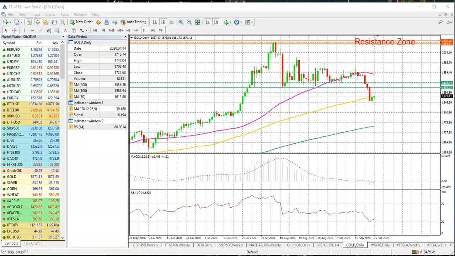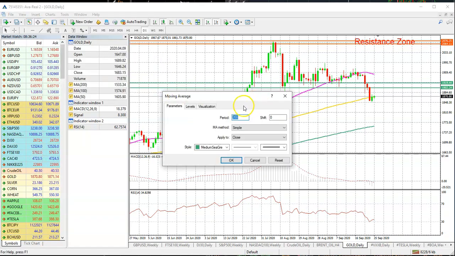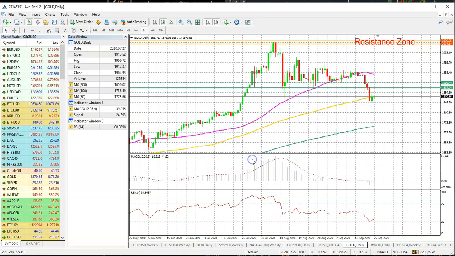Before we do that, let me explain the 3 important moving averages. The first one, which is right in front of you, is your 50-day moving average. This is nothing but the 50-day average price for gold. The next one after that is your 100-day moving average. Again, they are all simple moving averages. And finally, we have the 200-day simple moving average shown over here. If you are wondering how to put these moving averages on the chart, it is very simple. You go to insert, indicators, trend, moving averages, and then you change the period to 200, 100, and then 50. That's how you put these moving averages on your chart.